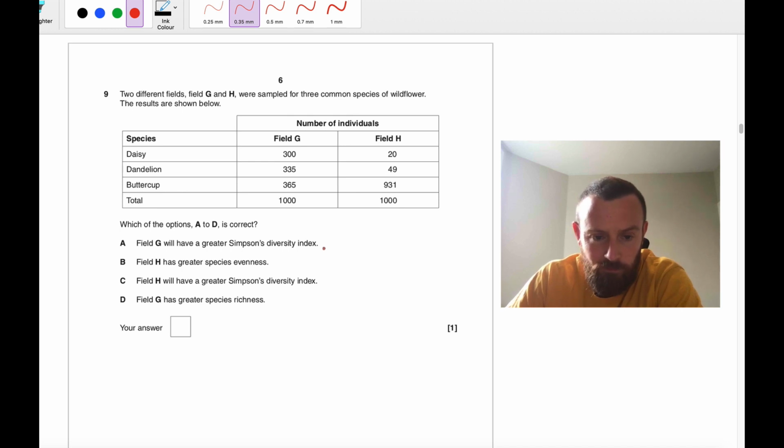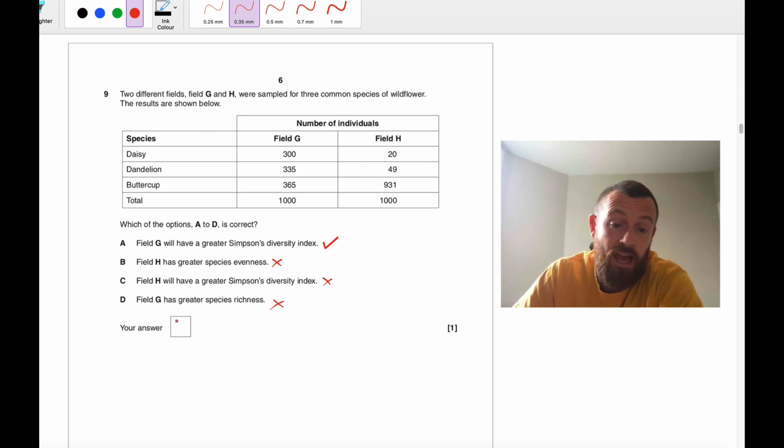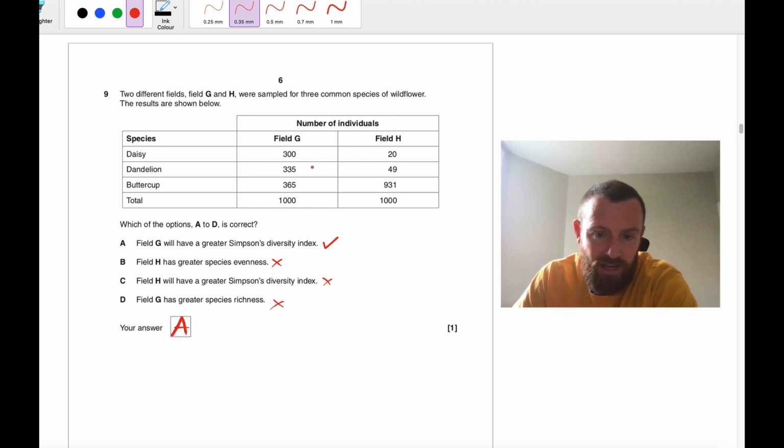Yeah, it will. Because it has better species richness. Well, no, same species richness, but this has better evenness. Field H has greater evenness. No, it doesn't. Field H will have a greater index. No. Field G has a greater species richness. No, because they have the same. So it's A, because of the greater evenness in field G.